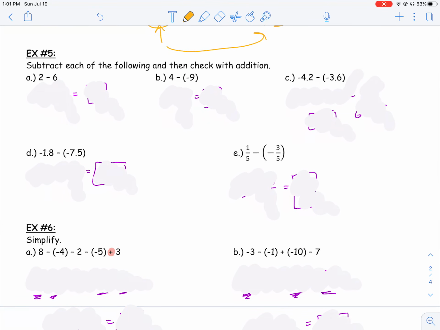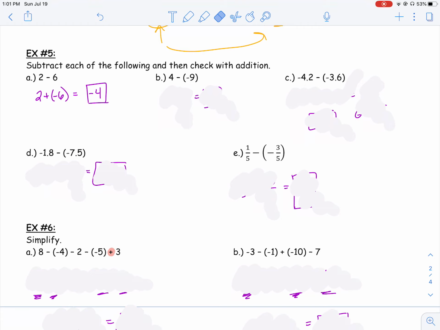Subtract each of the following and then check with addition. So it says 2 minus 6. Now some of you can figure that out in your head. Or we can change this subtraction problem into an addition problem. Instead of saying 2 minus 6, I can write it as 2 plus the opposite of 6, which is negative 6. So 2 plus a negative 6. We know those are opposite signs, so I can subtract. 6 minus 2 is 4, and keep the sign of the bigger number. So my answer is negative 4.